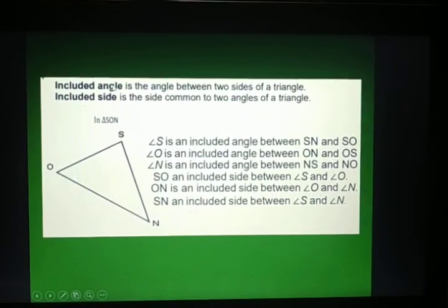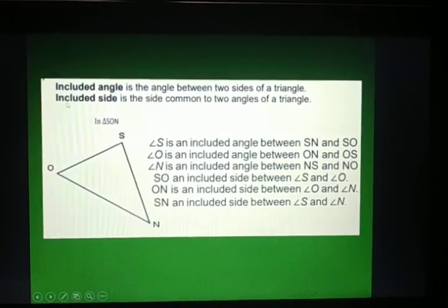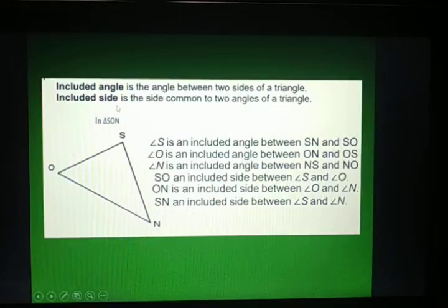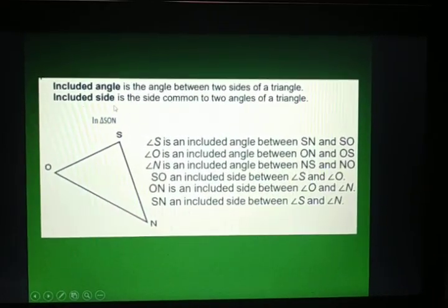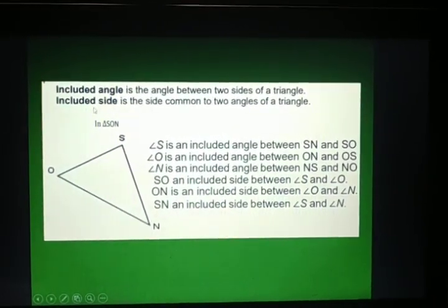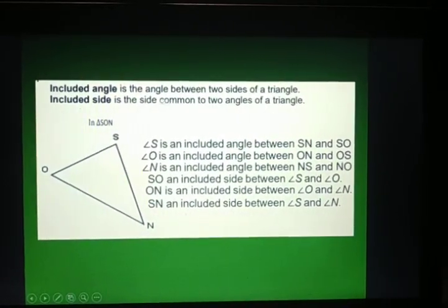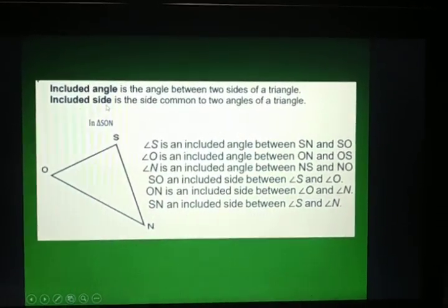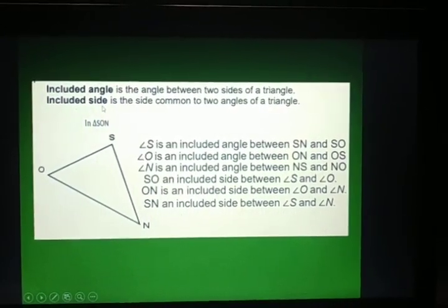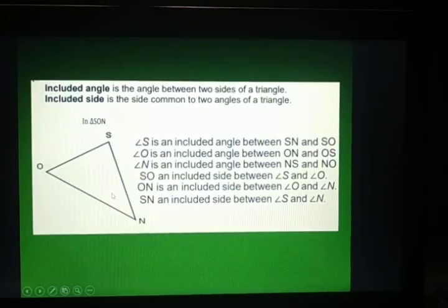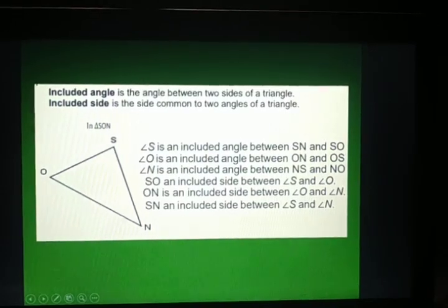Kung may included angle, napatungan nga angle, mayroon man ginatawag napatungan nga side. In between na siya sang duwa naman ka angle. Included side is the side common to two angles of a triangle. Meaning, ini nga side, ginapatungan sang duwa ka angle nga na-mark. Okay? Like this, in triangle SON.